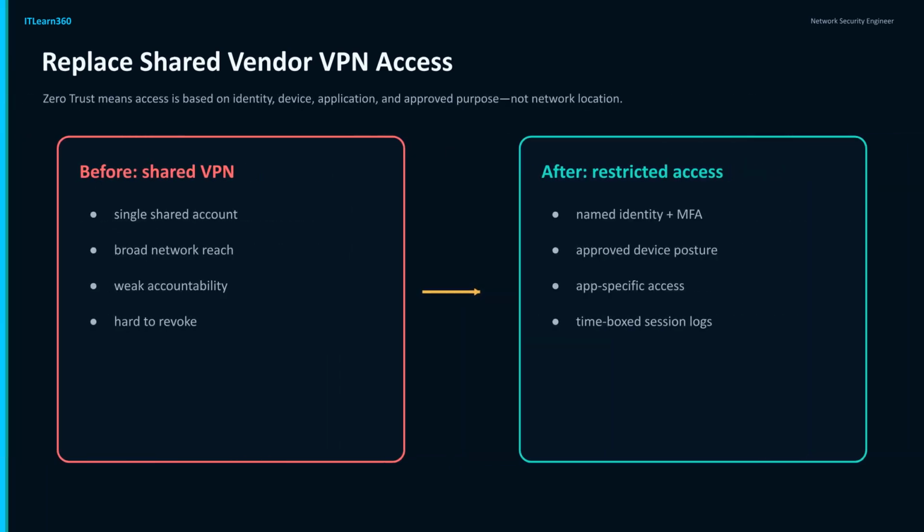The shared vendor VPN creates several problems at once. One account represents multiple people, access is broad, accountability is weak, and revocation is difficult. A stronger design uses named identities, multi-factor authentication, approved device posture, application-specific access, and time-bounded session logging. This is the practical idea behind zero trust access.